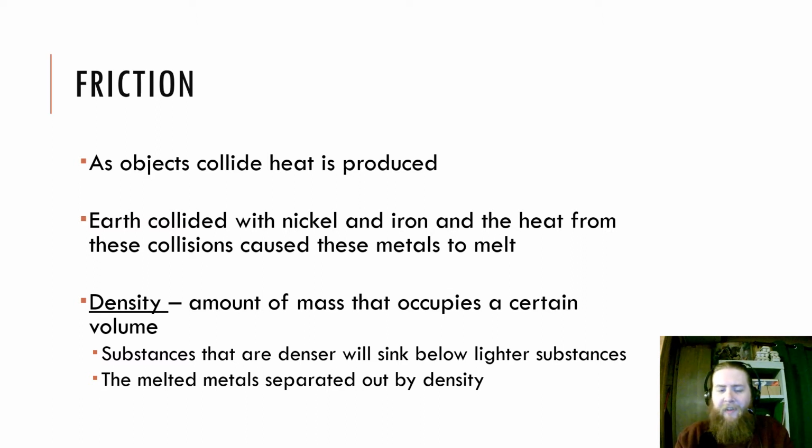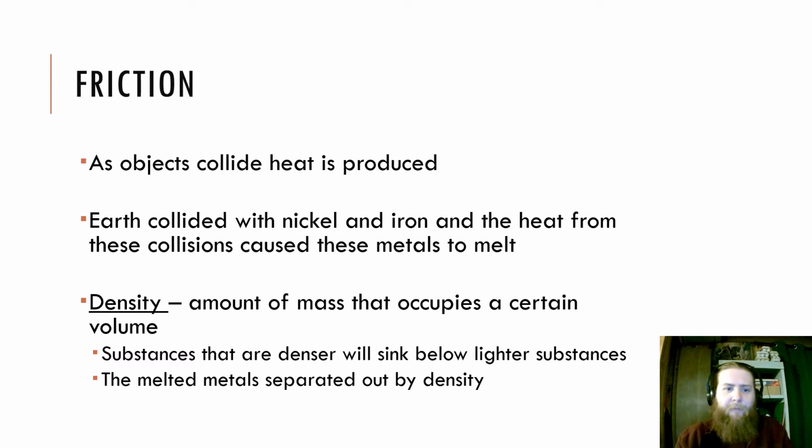When we talk about density in science, we're talking about the amount of mass that occupies a certain volume. So this is why wood floats and iron sinks. It takes a lot more wood to be the same weight as an equal mass of iron. This is because iron is much more dense than wood. There's more mass per volume than a chunk of wood would have. So because of this, objects that are denser than other objects will sink below lighter substances.